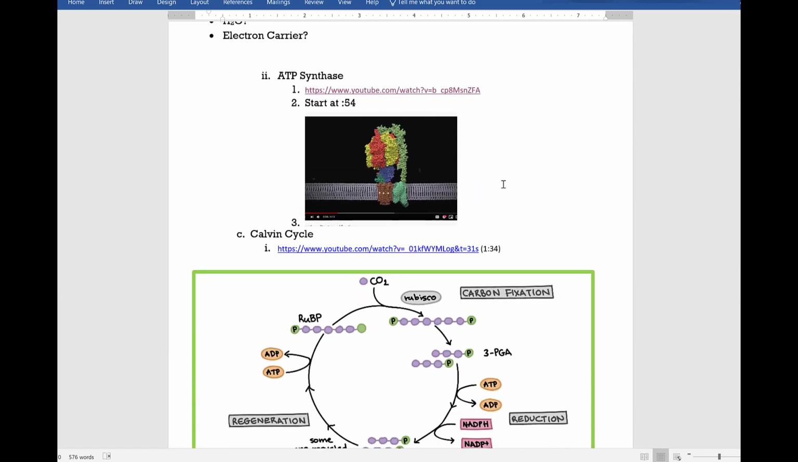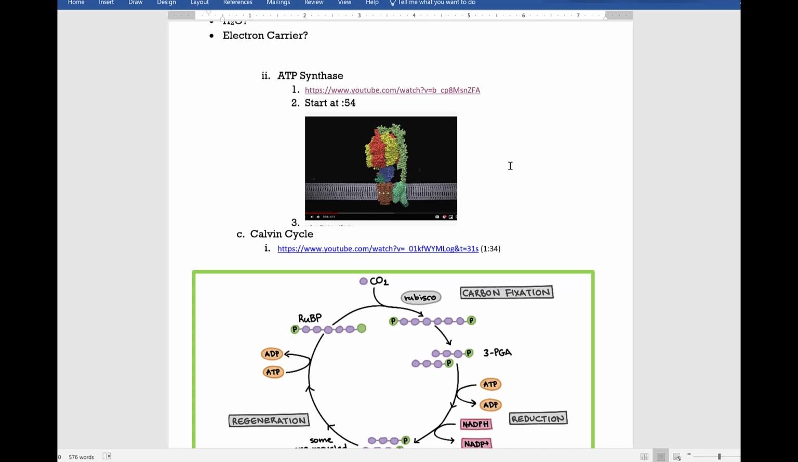And I have a link here. This is a group that is determining the structure of ATP synthase. So this is the accepted model of the structure and how ATP synthase works. It's pretty crazy. It turns and pumps.